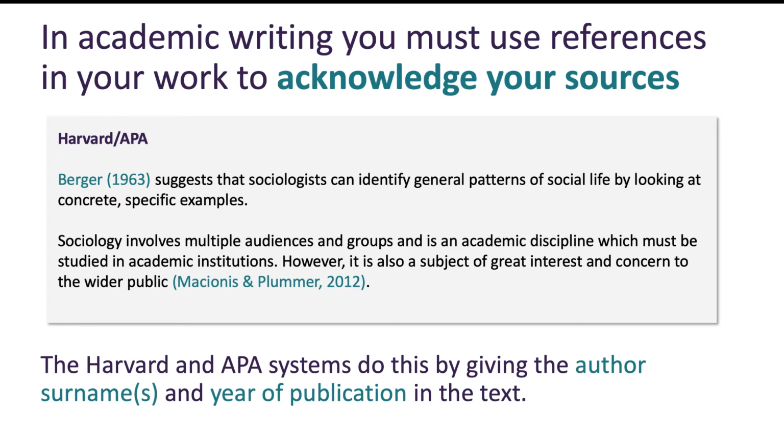You can see in the two examples above, you've got the author's surname, Berger, and in brackets 1963, suggests that sociologists can identify general patterns of social life by looking at concrete, specific examples. And underneath, in the second example, you've got some information, and then in brackets at the end, the reference that you're using to back up that information: Macionis and Plummer, 2012.